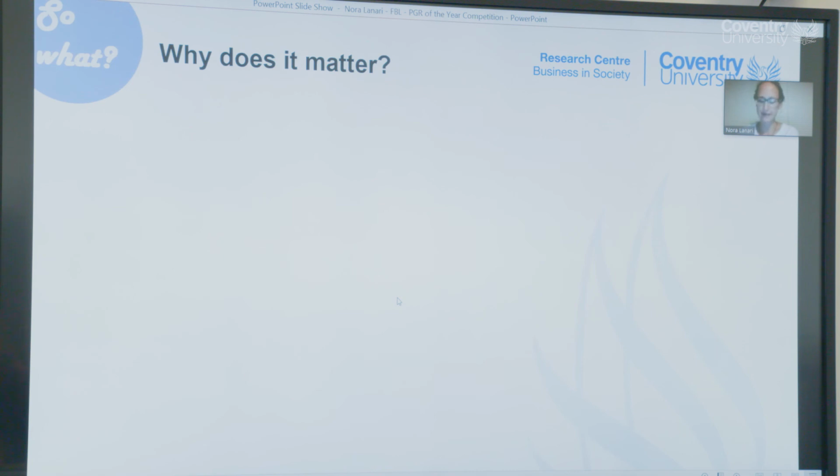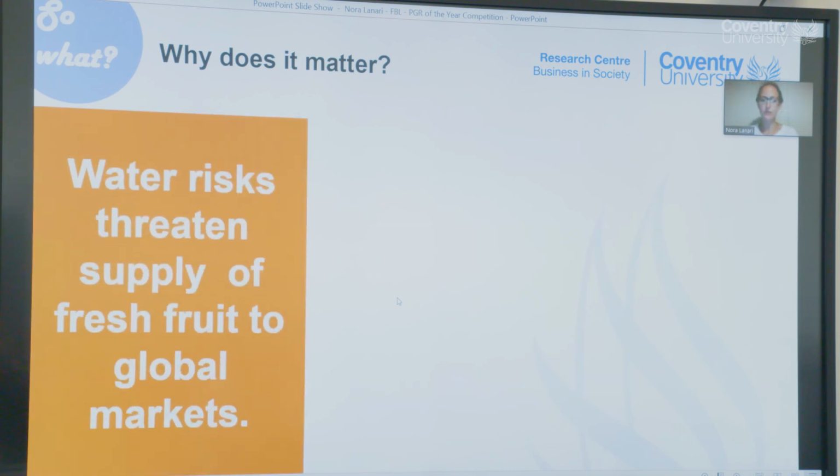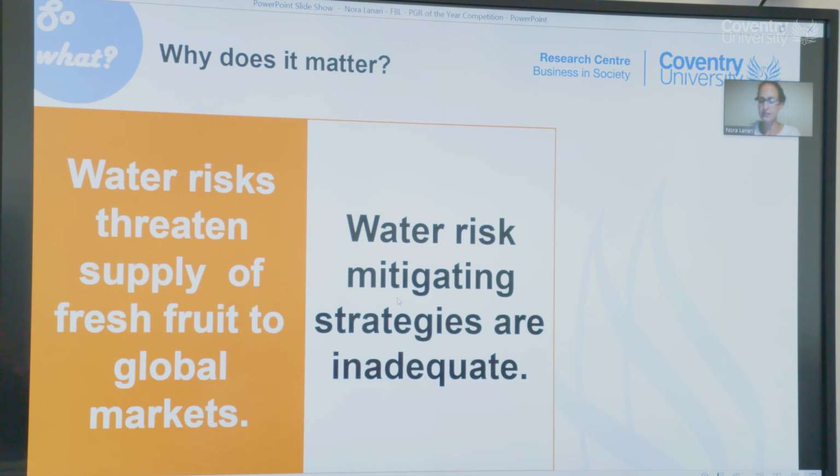Now, why does this matter? First, water risks can threaten the supply of fresh fruit to global markets. And this is of concern not only for fruit producers themselves, but also for so-called lead firms or supermarkets sourcing from these areas who need to have a certain assurance of supply.